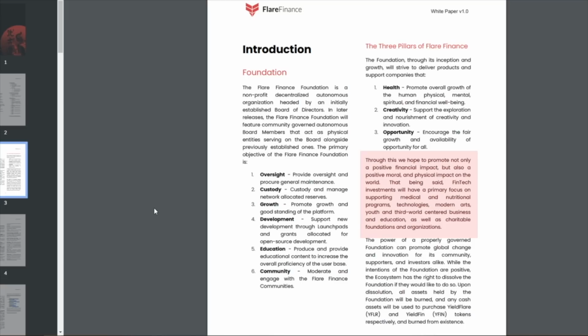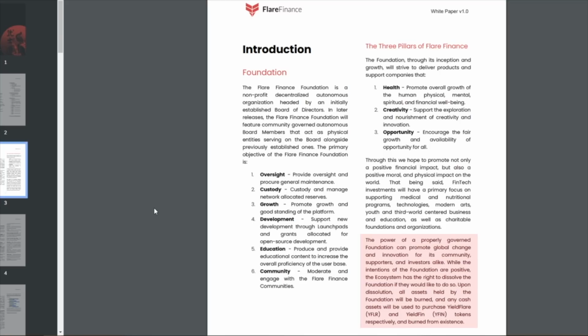on the world. That being said, fintech investments, or financial technology investments, will have a primary focus on supporting medical and nutritional programs, technologies, modern arts, youth and third world-centered businesses and education, as well as charitable foundations and organizations. The power of a properly governed foundation can promote global change and innovation for its community, supporters and investors alike.